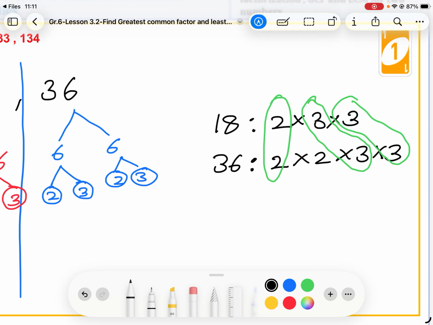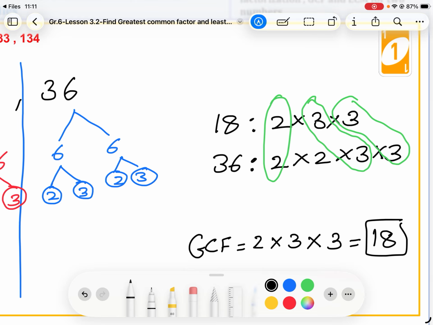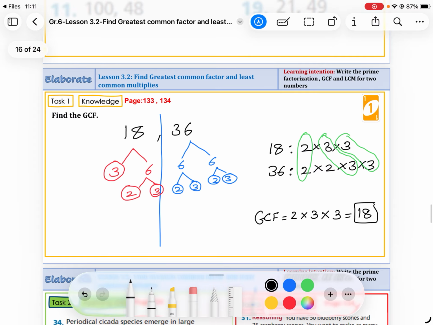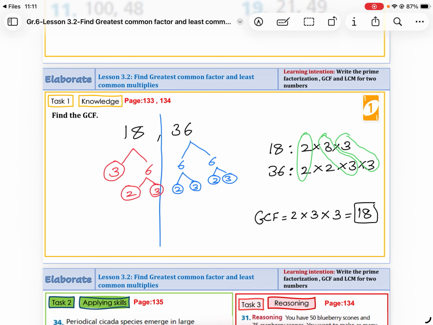So your GCF, guys, from each pair we take 1. So from the two 2's, we're going to take 1: 2 times 1 3 times 1 3. So my GCF will be 6 times 3, that is 18. So that is the GCF of 18 and 36.